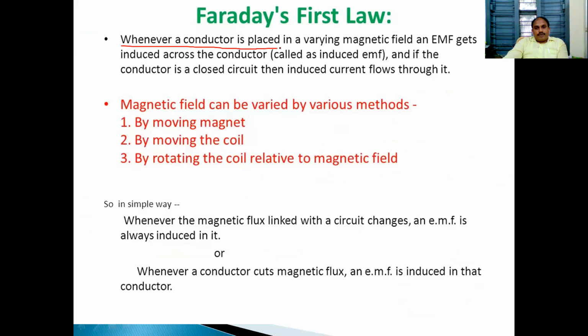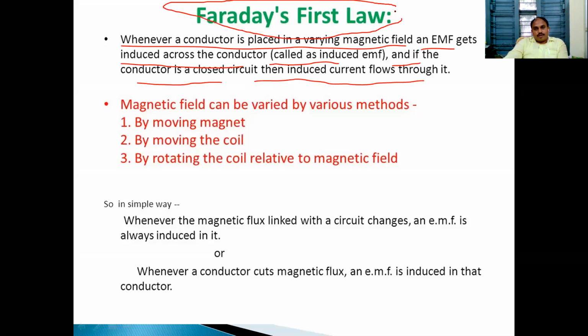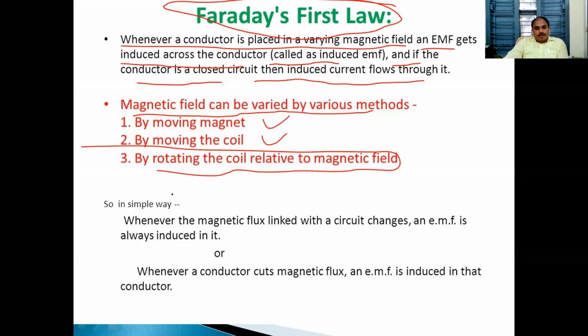When a conductor is placed in a varying magnetic field, an EMF gets induced across the conductor, called induced EMF. If the conductor is a closed circuit, then induced current flows, according to Faraday's laws. You already know Faraday's laws. The magnetic field can be varied by various methods: by moving the magnet, moving the coil, or rotating the coil in the magnetic field. In simple terms, when the magnetic flux linked with the circuit changes, EMF will be induced.